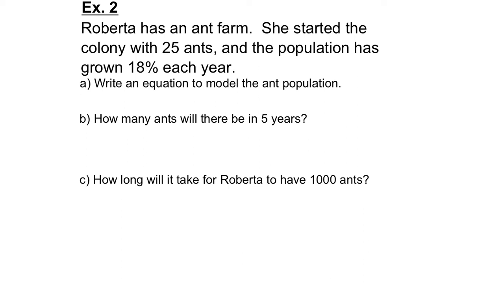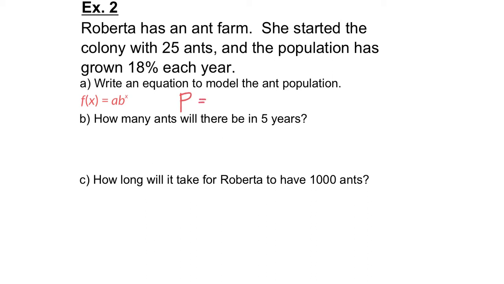Okay, so now we have another example that's not compound interest. This one deals with population growth. So Roberta has an ant farm. She started the colony with 25 ants, and the population has grown 18% each year. Write an equation to model the ant population. Okay, so we're going to start with our general format, f of x equals a b to the x. Instead of using f of x, I'm just going to use the symbol P for population.